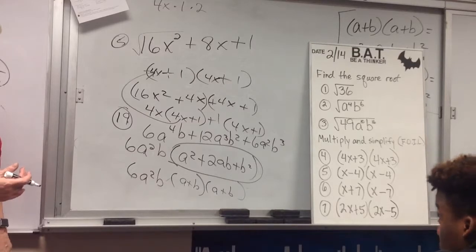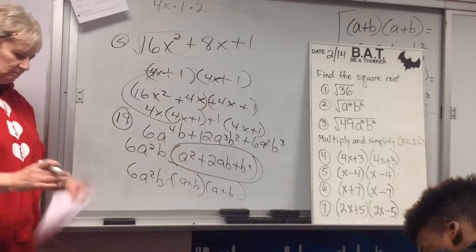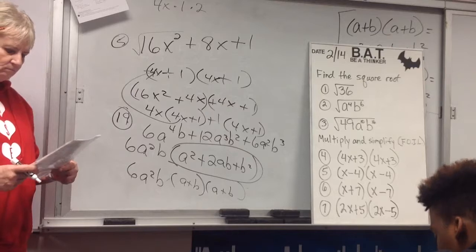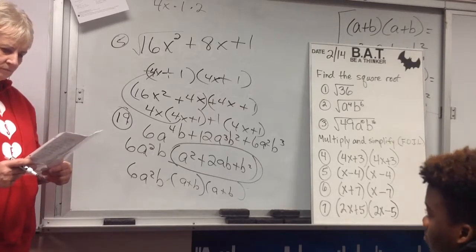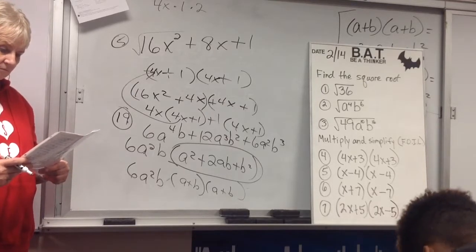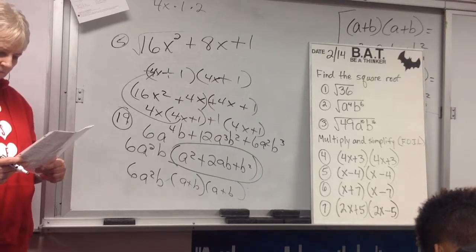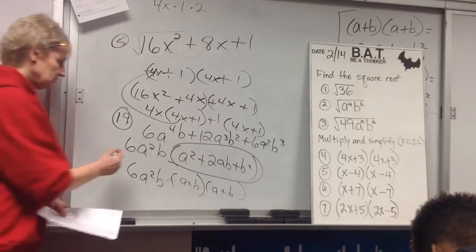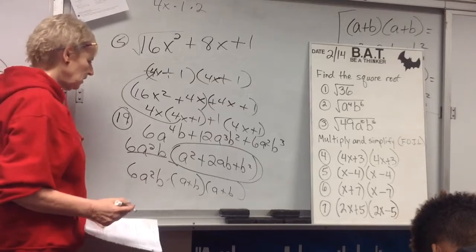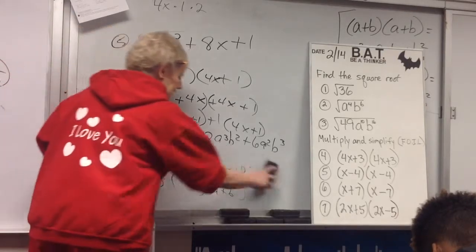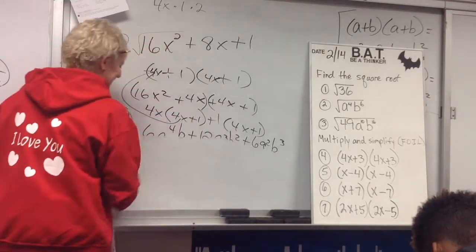So for problems like 19, I did the greatest common factor and then 6a squared b, but then I forgot the a. Oh, if you forgot the a, you were dead in the water.